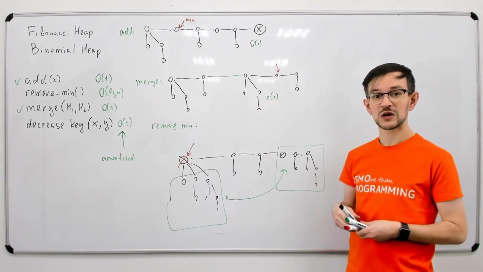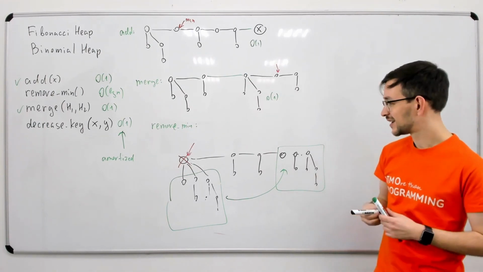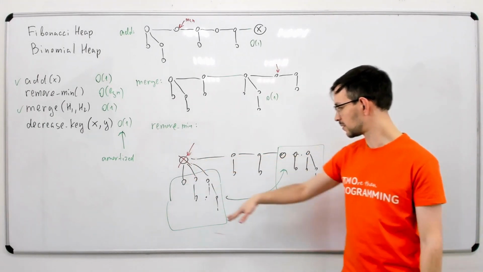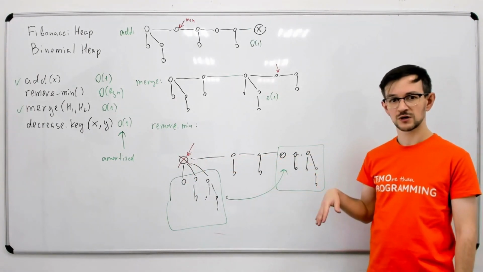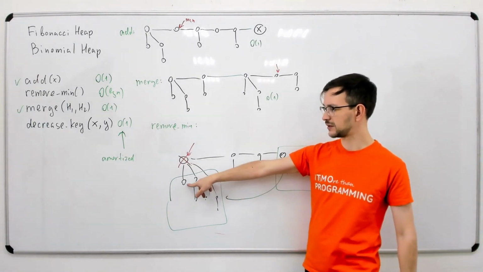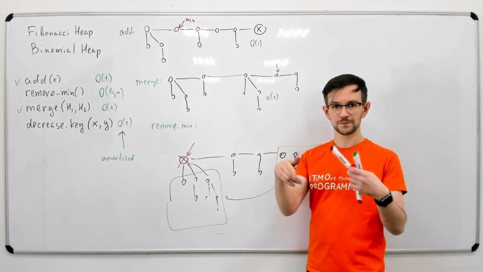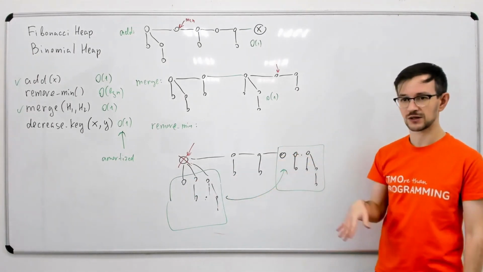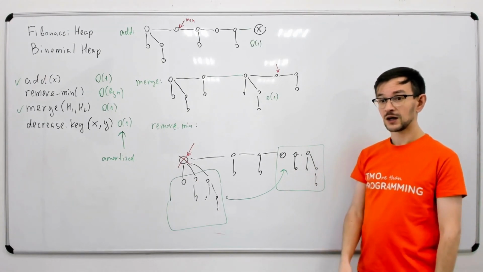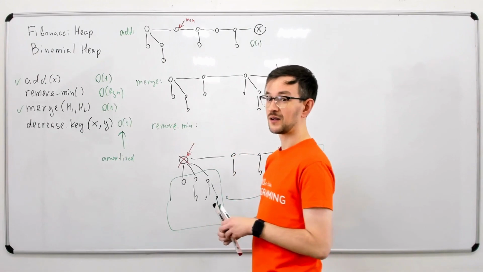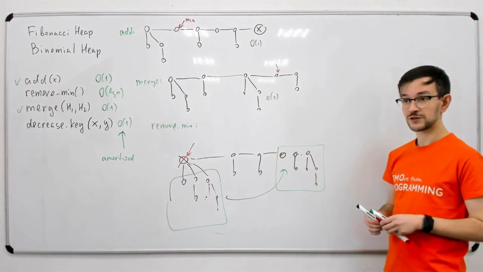Now, where is the problem? I can do this all pretty fast. I can just take all these children, remove them, add them to the Fibonacci heaps. I can do it in constant time, basically. If I maintain the list of children as a linked list, I can just concatenate these two lists and do it in constant time. But where's the problem?